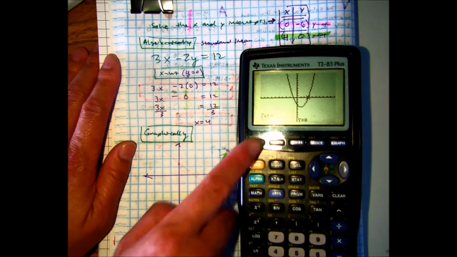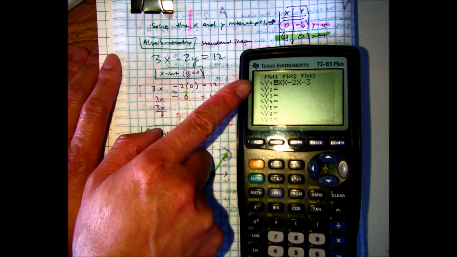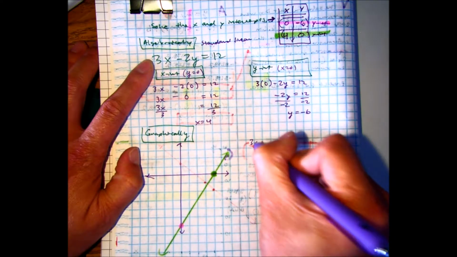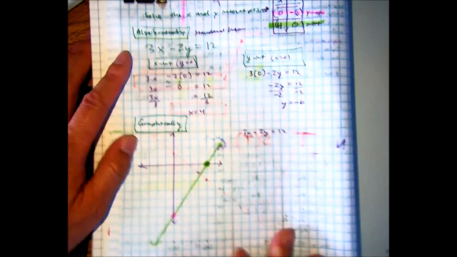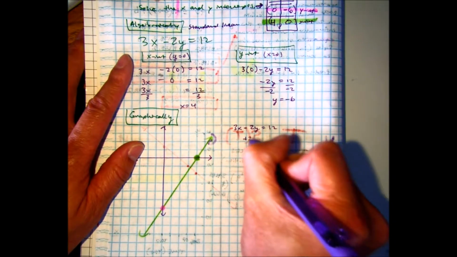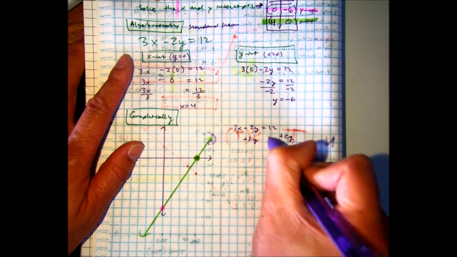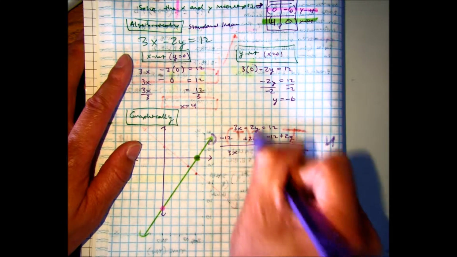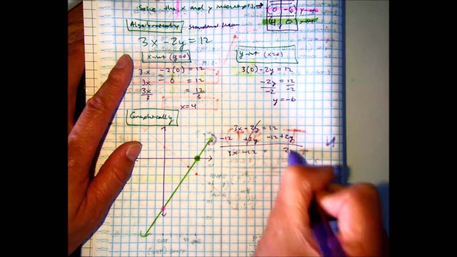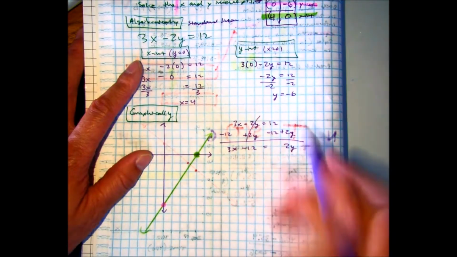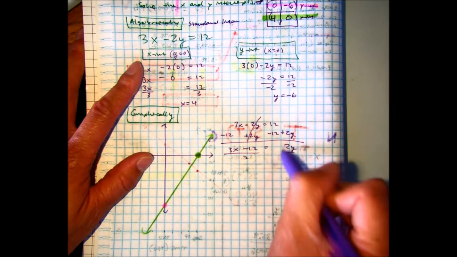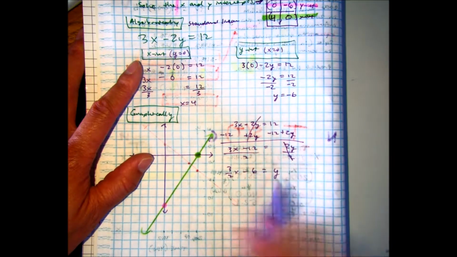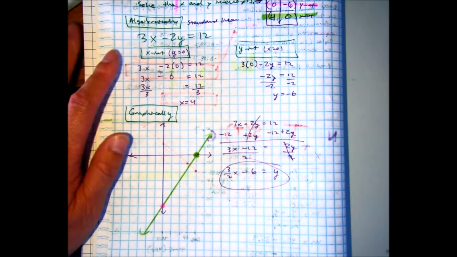Turn it on, press y equals. Notice how it should be in slope-intercept form, so I am going to have to change this. Let's do that really quickly. 3x minus 2y equals 12. I'll add 2y to both sides. Subtract 12 at the same time. I get 3x minus 12 equals 2y. Divided by 2 on both sides. I get 3/2 x minus 6. There's my slope-intercept form.